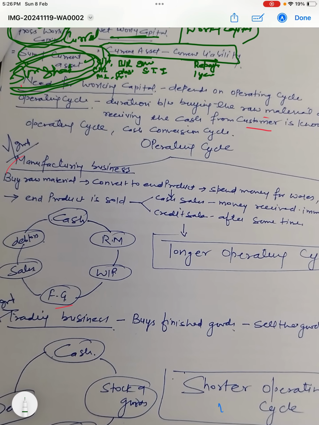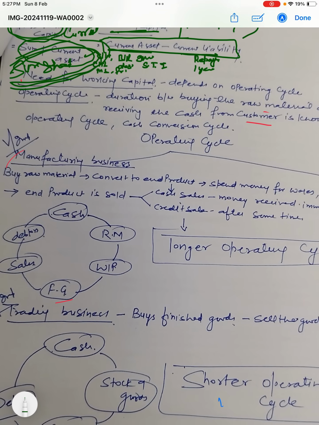Operating cycle, if I have to give it in simpler words, is the cash conversion cycle, which means the time period or duration between payment of cash for buying the raw material to receipt of cash by selling the goods. I'm repeating again: the time gap between payment of cash for buying the raw material, then I convert that raw material into finished goods, then I sell them. After selling them, I receive the money. The time gap between purchase of raw material till sale of goods is called cash conversion cycle, which is also called operating cycle.